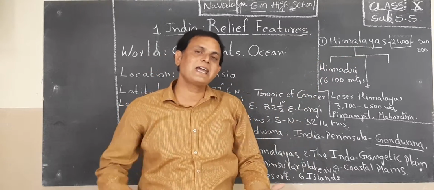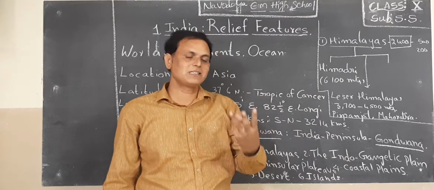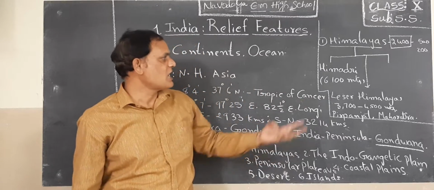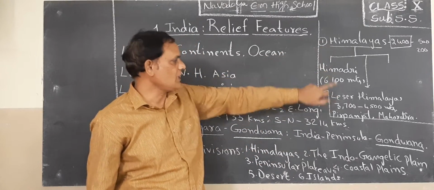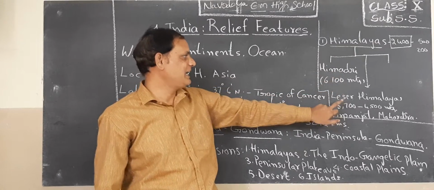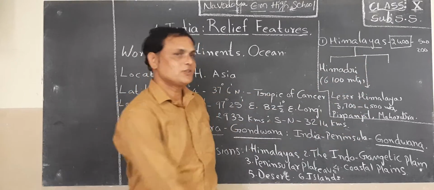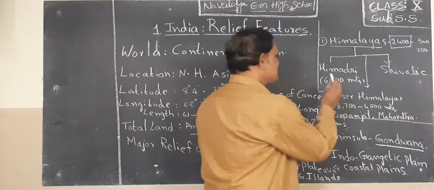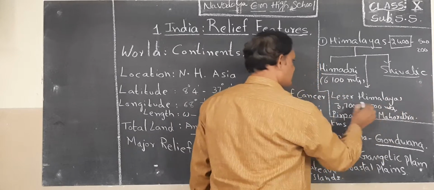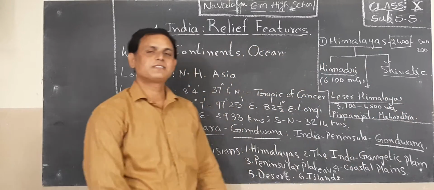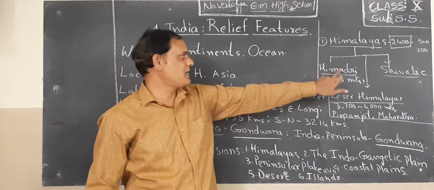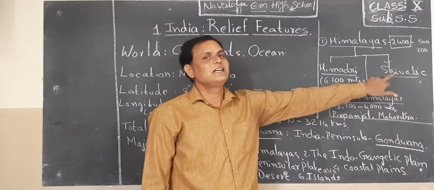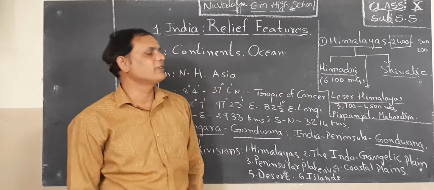These Himalayas are again divided into 3 parts, children. What are the 3 parts? Himadri, Himachal and Shivalik. So the third one is Shivalik. So these are the 3 parts of Himalayas, children. Himadri, Himachal or lesser Himalayas, and the third one is Shivalik.